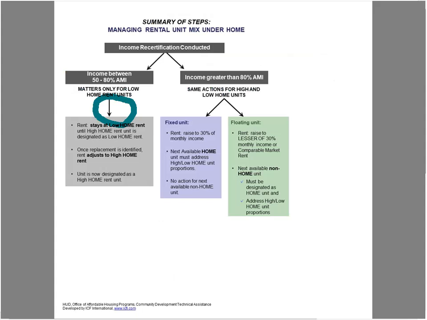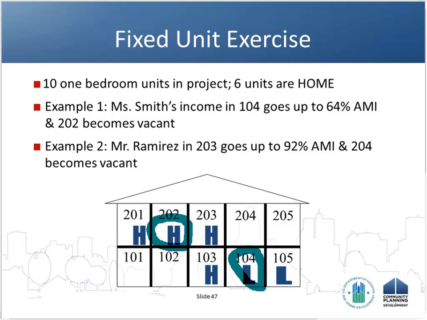So in this example, we have another home unit that's become vacant. So we are going to rent this as a low home unit. So 202 will become our low home unit. And once that action has been taken, so once we've been able to replace this unit, that will become our low home unit, and we can redesignate this unit as a high home unit.